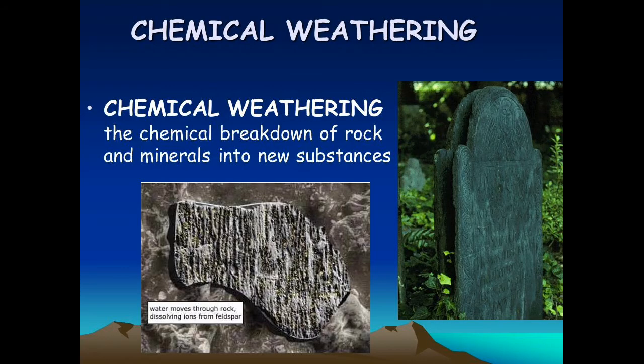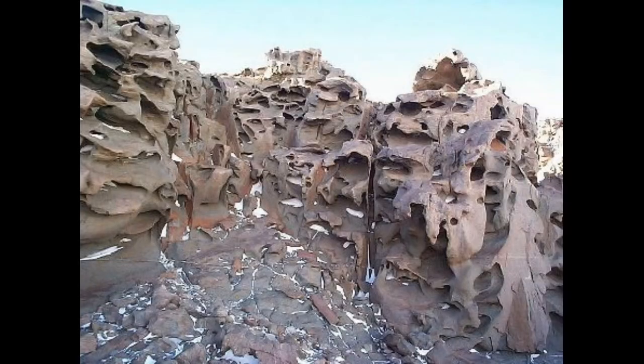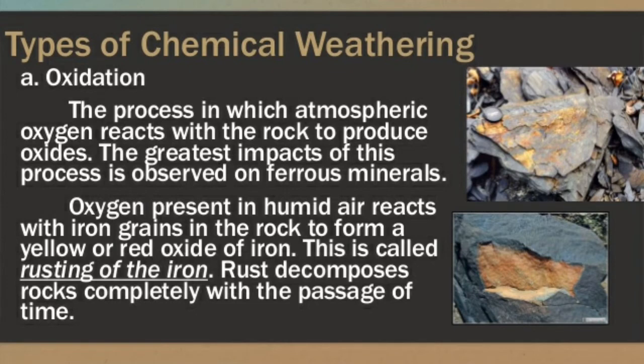Chemical weathering. This process involves the decomposition of rocks by chemical means, changing their mineral composition. This type of weathering results from the action of weak acids and gases like oxygen, carbon dioxide, hydrogen, etc. Now let's discuss the different types of chemical weathering.